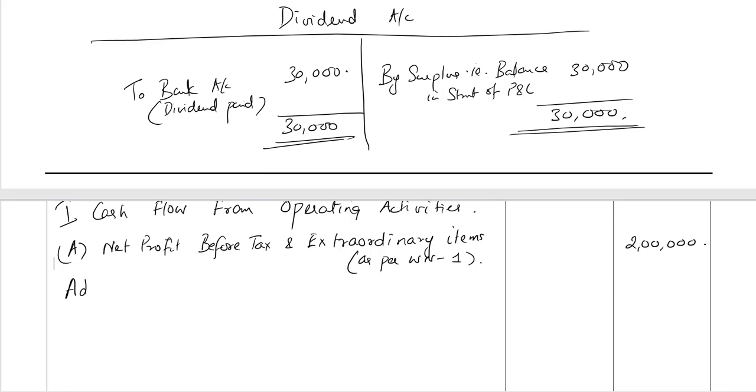Next, we need to make adjustments for non-cash and non-operating items.